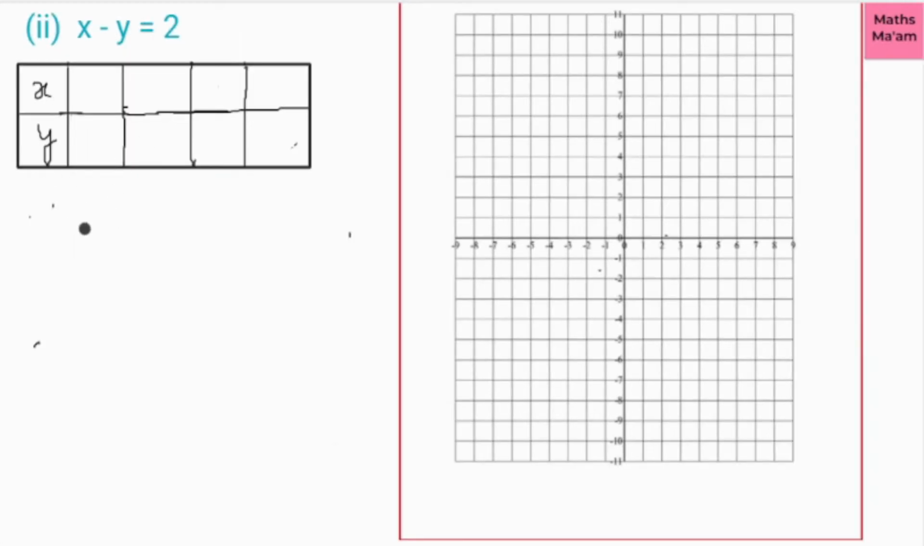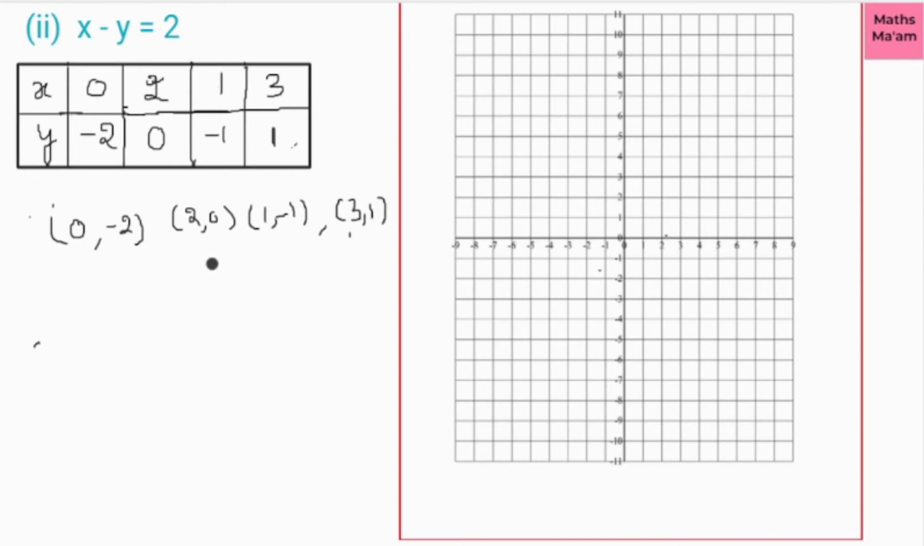Here it says x minus y is equal to 2. Now here we'll again put different values of x. Suppose we put x as 0, then we get y as minus 2. Now if we put y as 0, then x value is 2. And if we put x as 1, then we have y as what? Minus 1. Similarly, if we put y as minus 1, then the value of x is 3, like this. So we found 4 points: (0, minus 2), (2, 0), (1, minus 1) and then (3, 1).